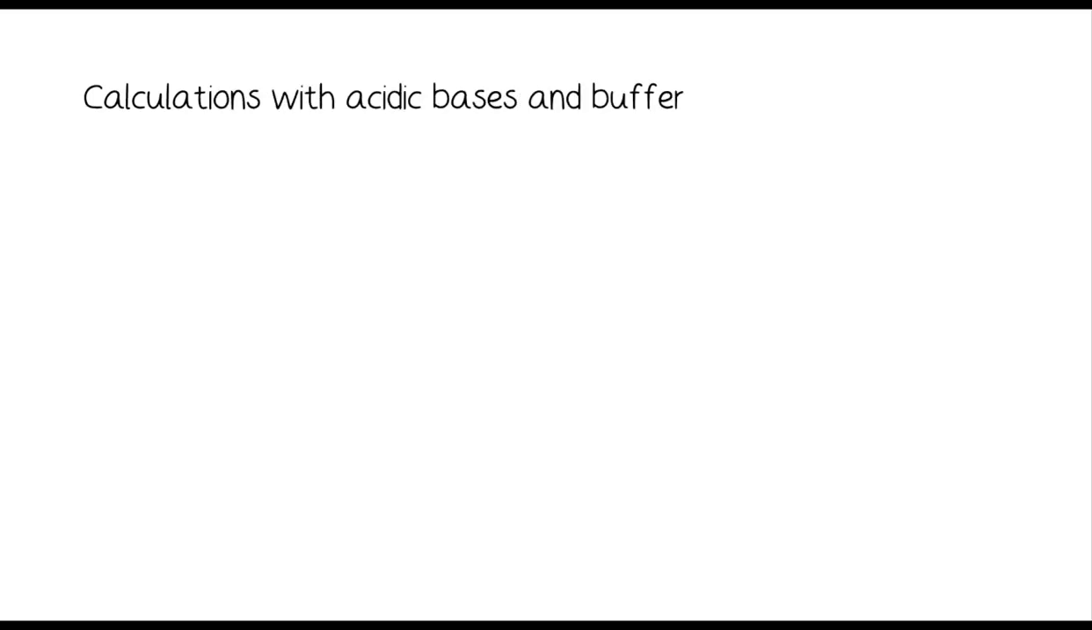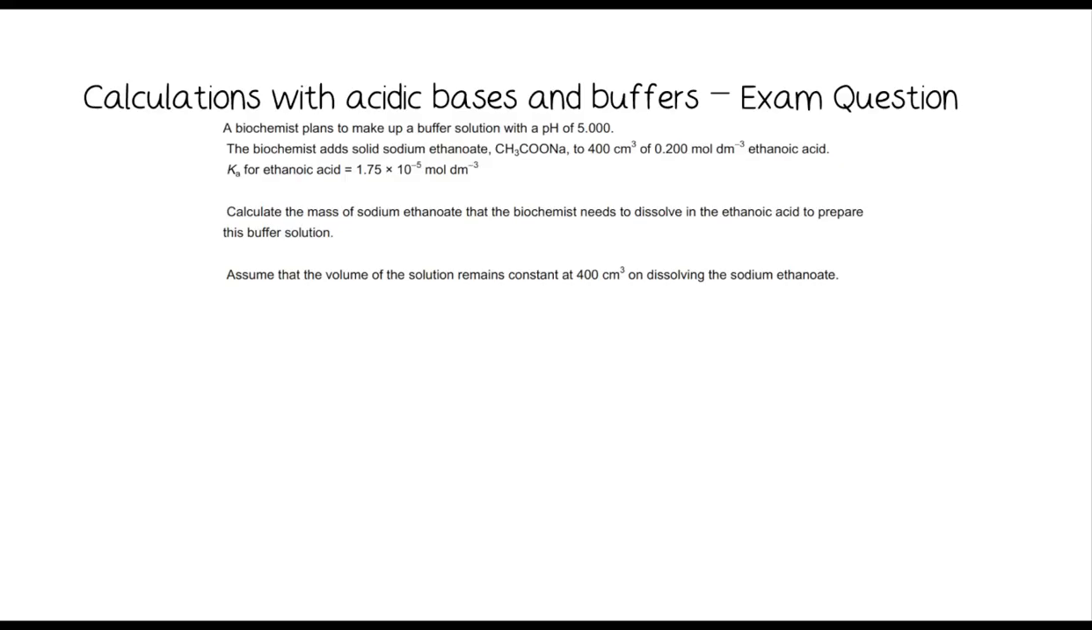Here's a pretty interesting past exam question I found. If you want to try it, then give it a shot, but I'm going to walk through this together. The biochemist adds sodium ethanoate, which is CH3COONa, to 400 centimeters cubed of 0.2 moles per decimeter cubed ethanoic acid. Ka for ethanoic acid is 1.75 times 10 to the minus 5. Calculate the mass of sodium ethanoate that the biochemist needs to dissolve in the ethanoic acid to prepare this buffer solution. Assume that the volume of the solution remains constant on dissolving the sodium ethanoate.